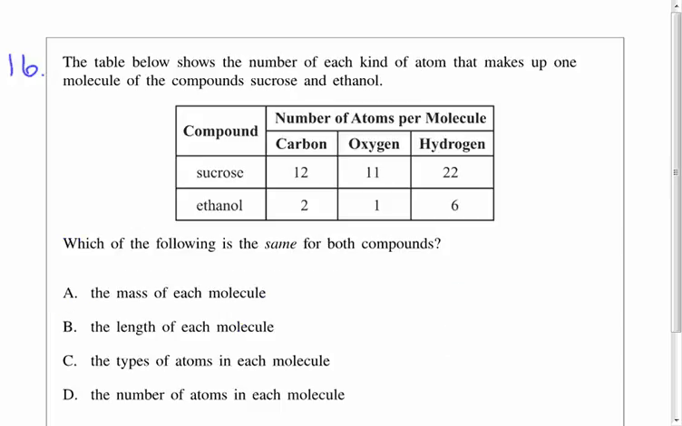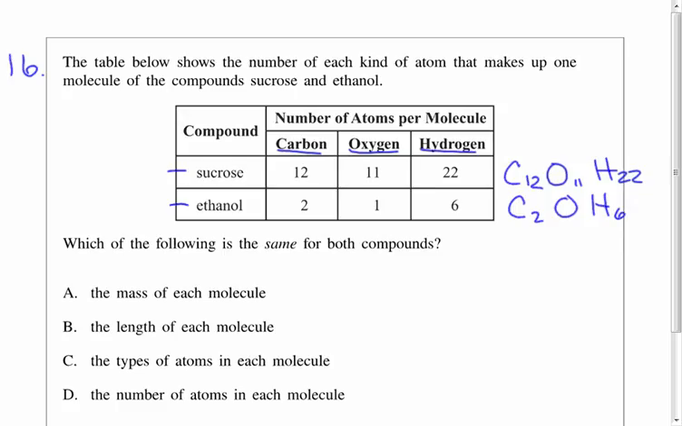Number 16, we have 2 different compounds given, sucrose and ethanol. And we have the number of atoms. We have carbon, oxygen, and hydrogen. Sucrose is going to have 12 carbons, 11 oxygens, and 22 hydrogens. And that's in a different order than we're used to seeing it, but that's okay. We're just comparing these. For ethanol, we're going to have 2 carbons, 1 oxygen, and 6 hydrogens.